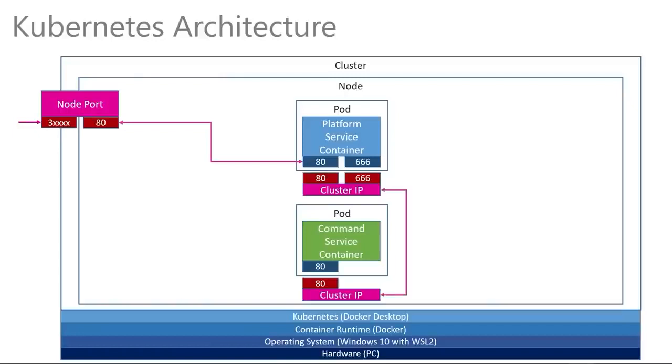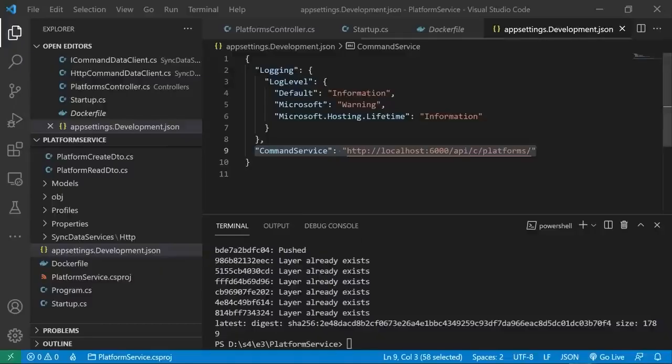That's cool. So in this section, what we want to do is, first of all, get our command service up and running in Kubernetes, and then we're going to create cluster IPs for each of our pods so they can talk to each other. So really the first step of getting our command service into Kubernetes is packaging it as a Docker image and pushing it up to Docker Hub. So we're going to do that now.